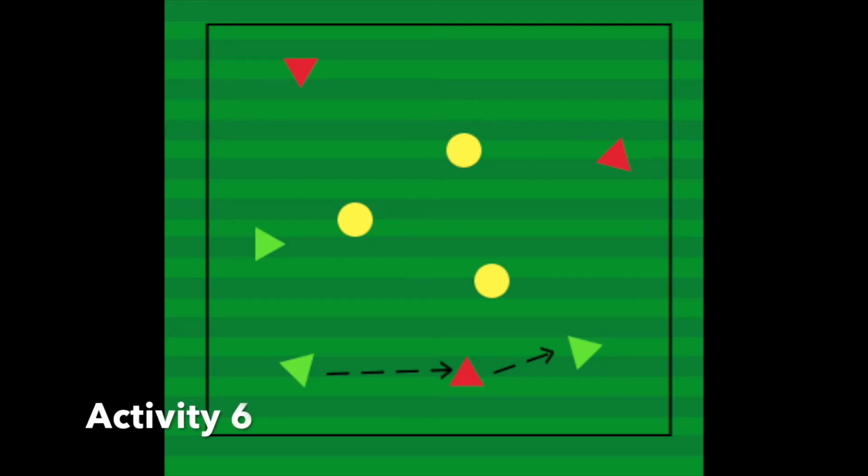Activity 6 is best known as 3-team possession. In this activity, there are 3 teams equally split amongst each other. 2 teams are friends and are working together to attack, while 1 team is in defense.